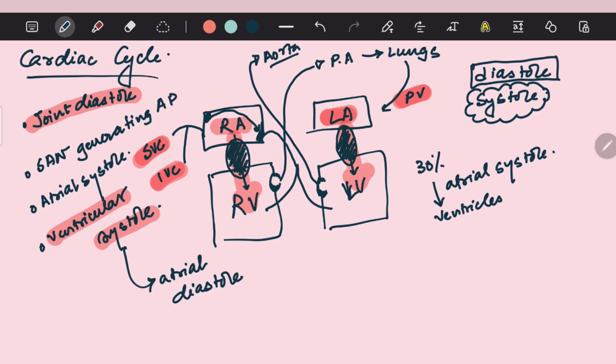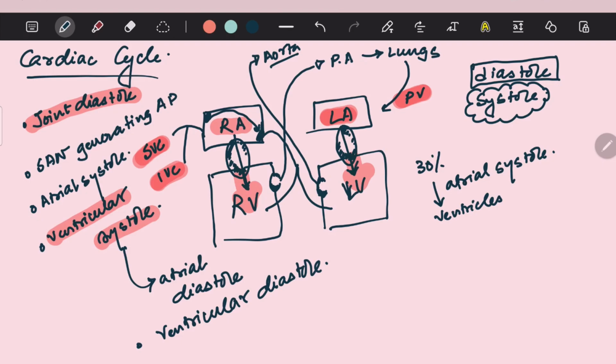Now in the next step, there is the phase of ventricular relaxation, that is ventricular diastole. The ventricles now relax and the ventricular pressure falls. As a result, these valves, that is the bicuspid and the tricuspid valves, open up yet again, and the rest of the blood comes in again. And this cyclical process goes on working.